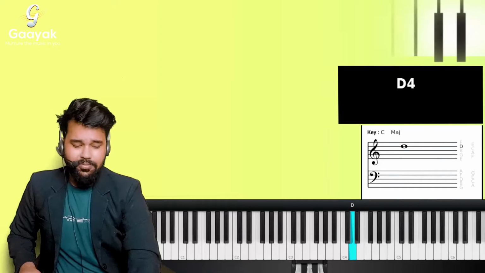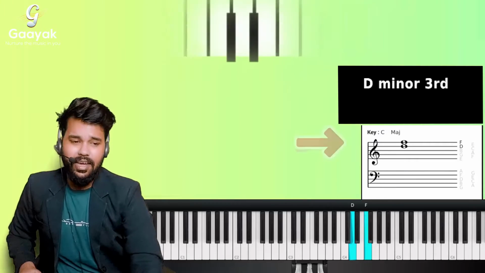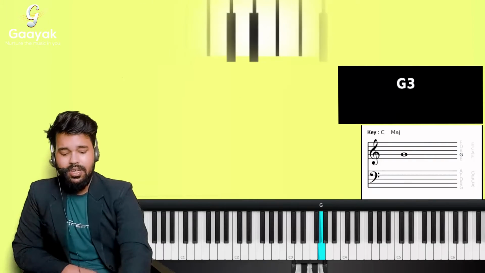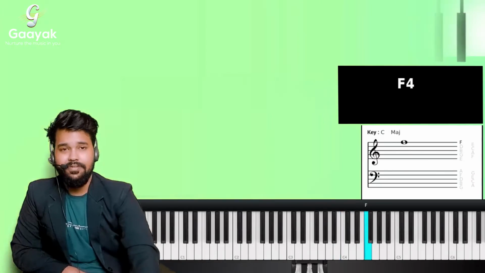And any note that falls on the fifth line of your treble clef is called an F note. So you have E, G, B, D, F. The first line is for E note, the second line is for G note, the third line is for B note, the fourth line is for D note, the fifth line is for F note. So you have E, G, B, D, F.